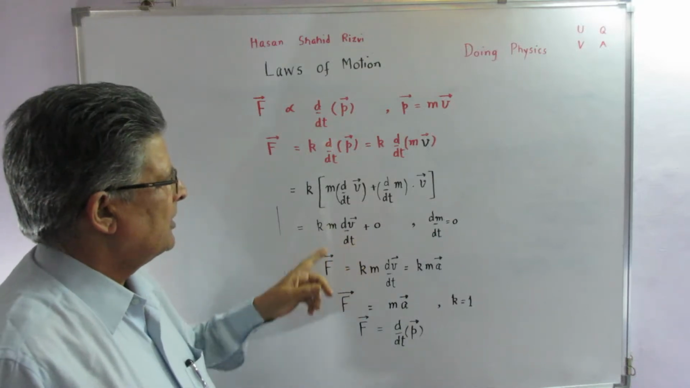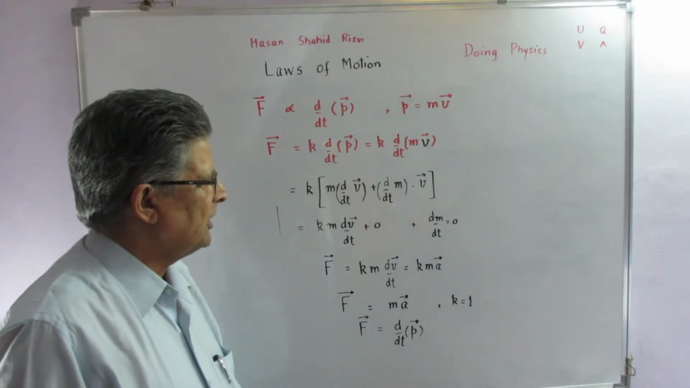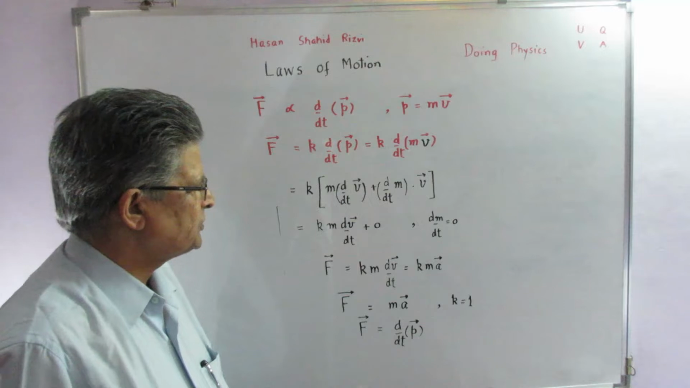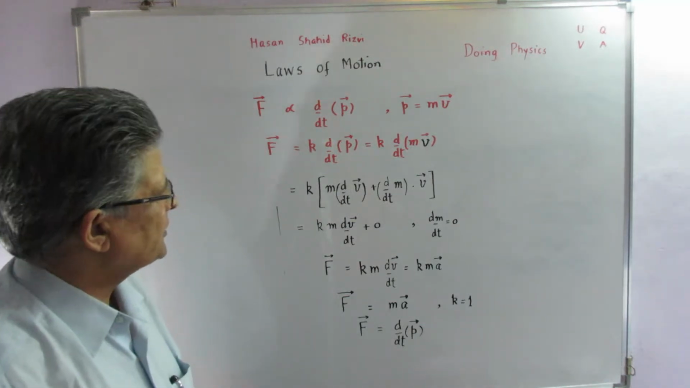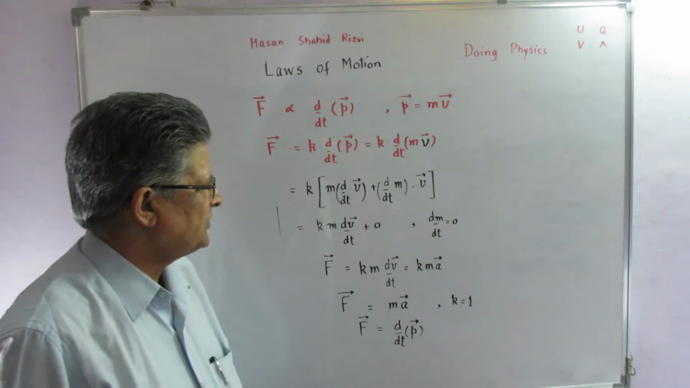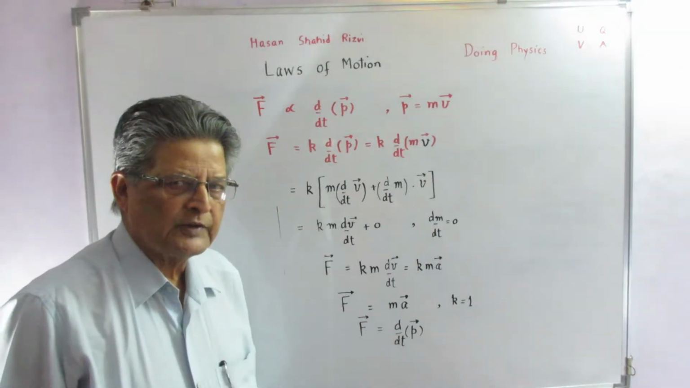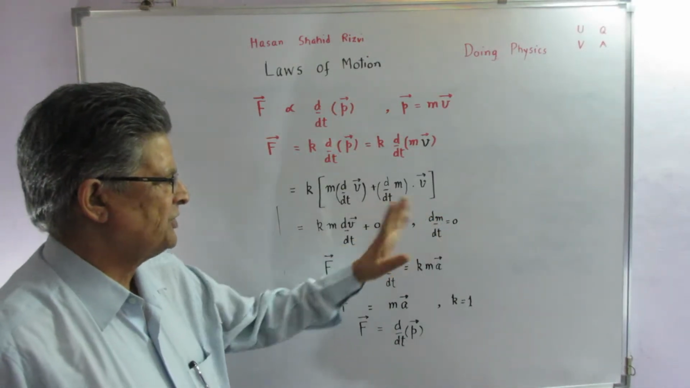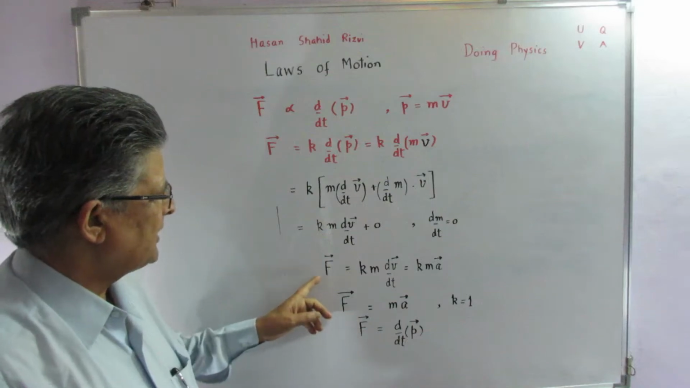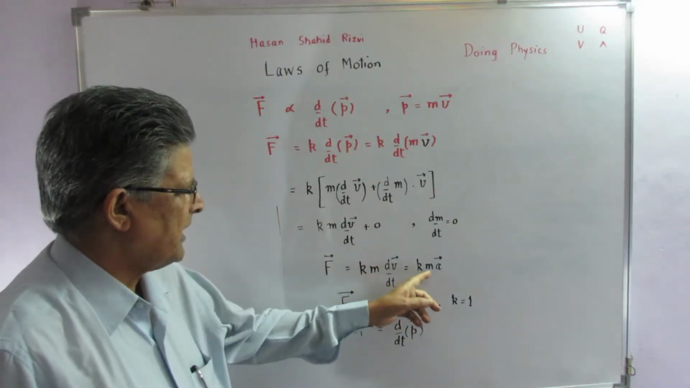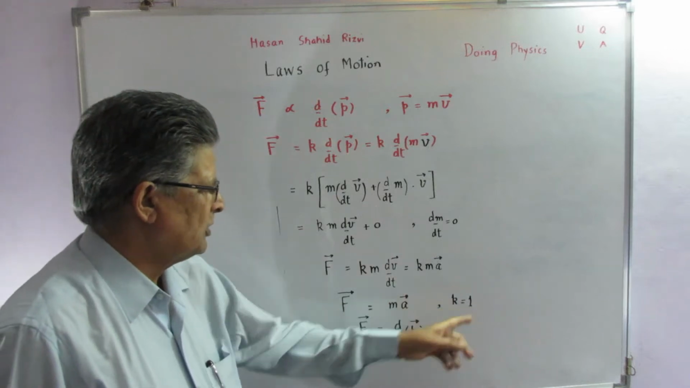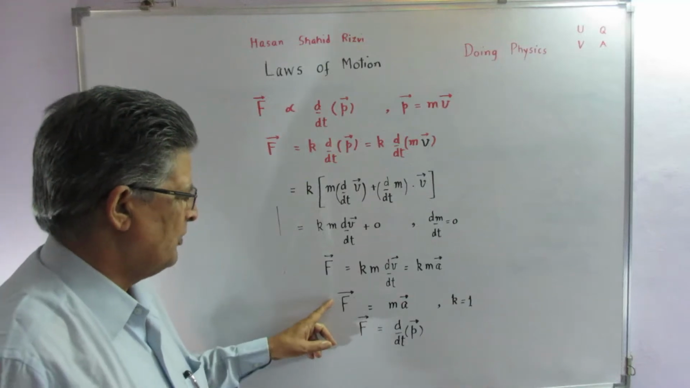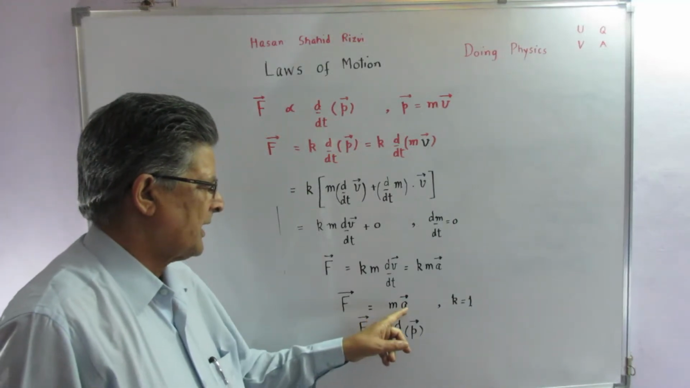We find that for the velocities that we are dealing with, dm/dt is equal to 0. I told you that the mass changes with the velocity, particularly when the special theory of relativity says that the mass increases as the velocity is increased. But here the mass is taken as almost constant. Then we find that F is equal to km dv/dt, or kma, and we choose the value of k equal to 1 by choosing the proper units. The unit of force is described as 1 Newton, mass is kilogram, and acceleration is meter per second squared.